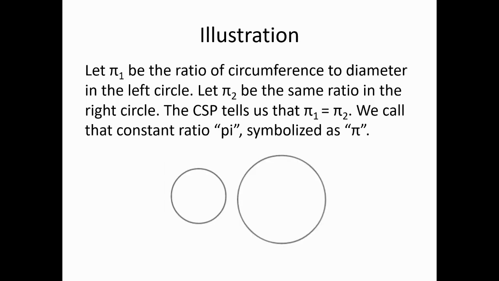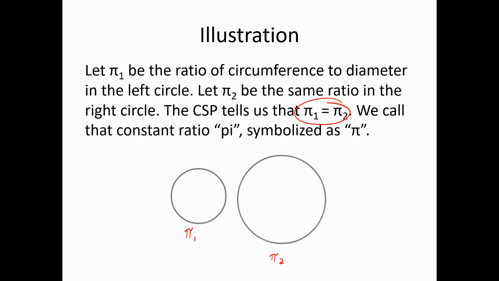Okay. So here's a picture to illustrate, I suppose. What we could do is compute a value for pi for our first circle, and compute a value for pi for our second circle, call those pi sub 1 and pi sub 2. And how do you get that? Well, take the circle circumference and divide it by its diameter and do that for each circle. So what I'm saying is that those two pi's are equal.